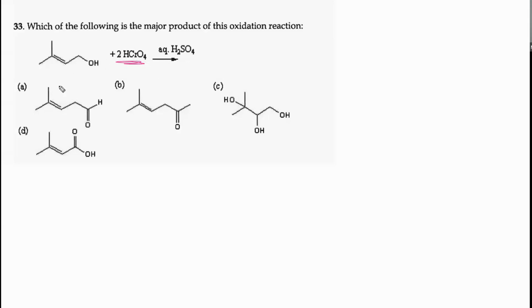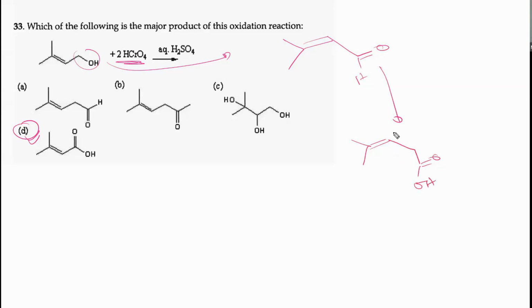So what do you think? A, B, C, and D. Which is the right answer? D, yes, that is the right answer. Essentially, what you need to know is you will convert your alcohol first to an aldehyde. But since you have chromic acid in the medium, it is not going to stop at the aldehyde stage. It is going to convert your aldehyde further into a carboxylic acid. And that's essentially what your answer is.